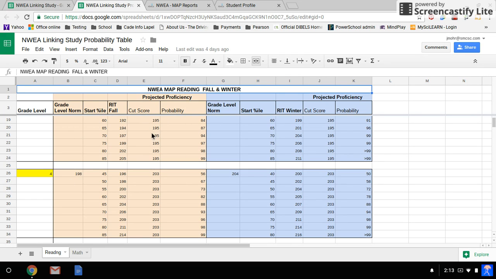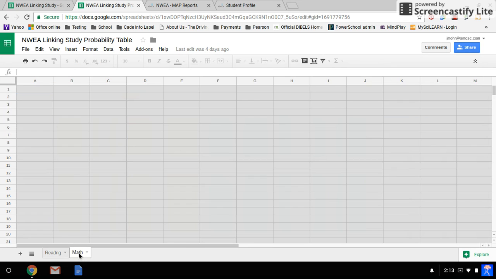This is organized into 2 sections. This side is going to be fall. This side is going to be winter. This chart is for reading. There is also one for math.